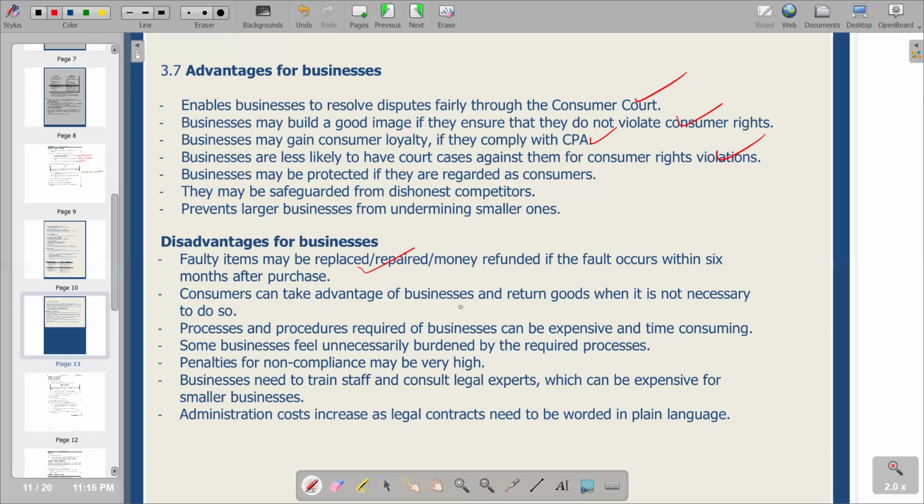The next one: consumers can take advantage of businesses and return goods when it is not necessary to do so. Consumers can take advantage of the Consumer Protection Act since they know that they are going to be protected. They try to gain out of businesses. So that becomes a disadvantage from the point of view of the businesses. Then the next says processes and procedures required of businesses can be expensive and time consuming to follow, which is also a disadvantage. So for the question, you can pick 2 from advantages and 2 from disadvantages, and then you can get your 8 marks.